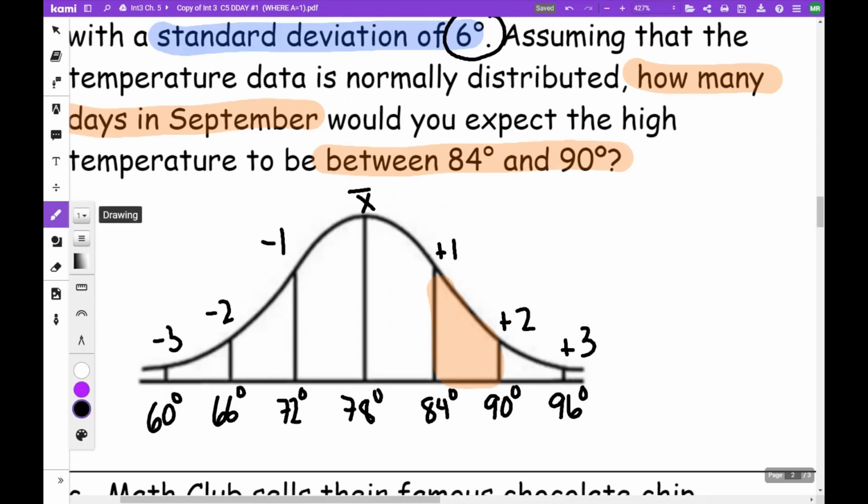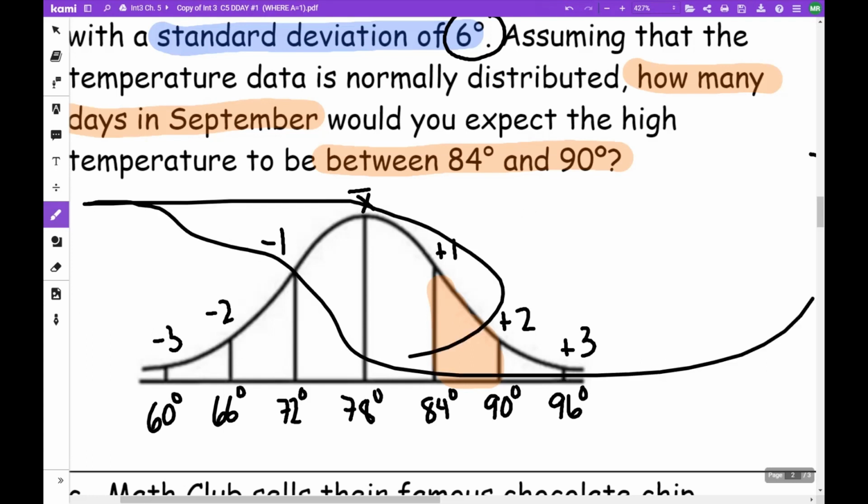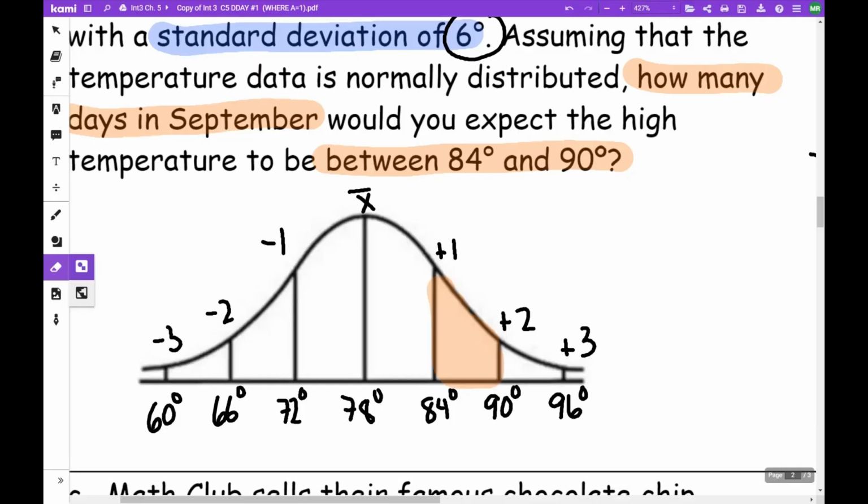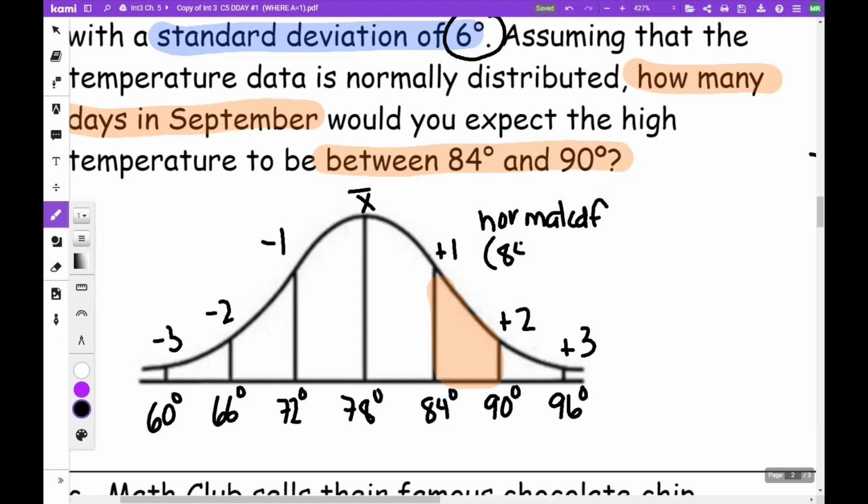And we want to be between 84 and 90 degrees. So the first thing we're going to do is figure out the percent that are going to be within this area. So we are going to do normal CDF if we're using the graphing calculators. The lower bound is going to be 84 degrees. The upper bound is going to be 90 degrees. The mean is 78 degrees, and the standard deviation is 6 degrees.